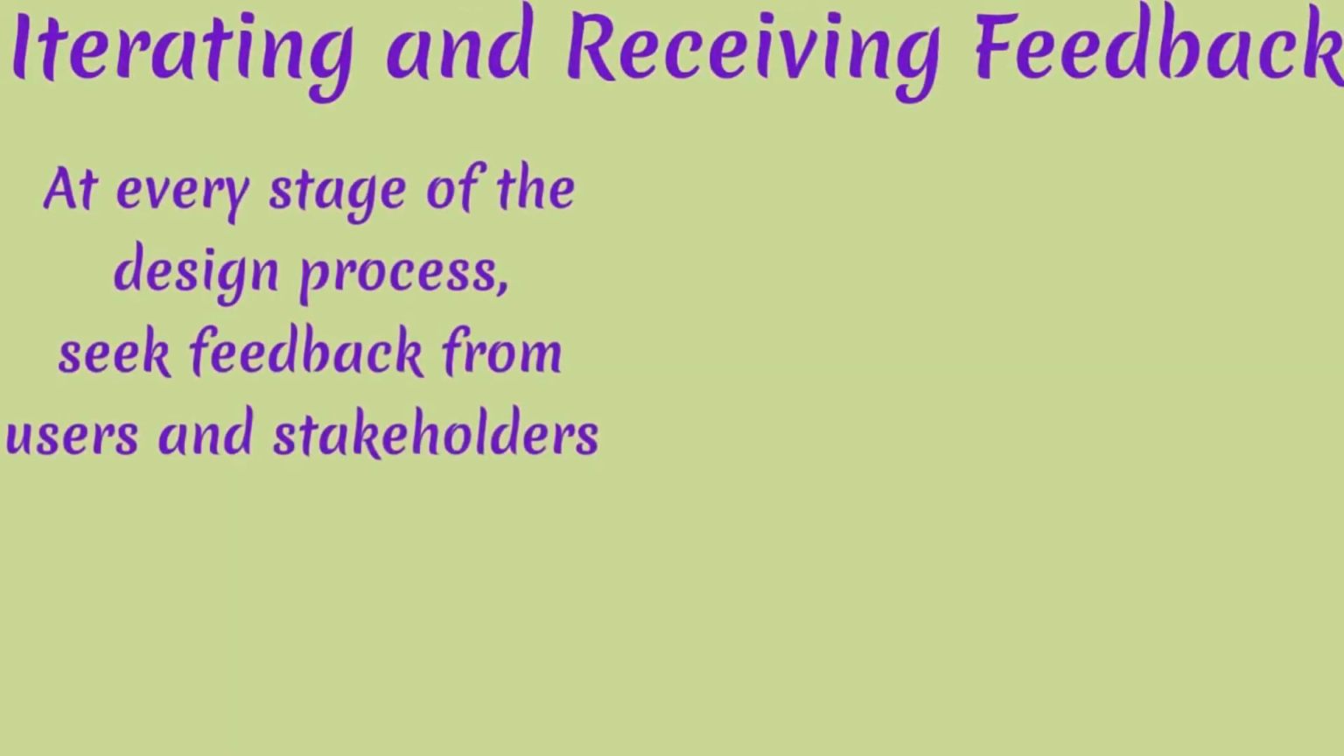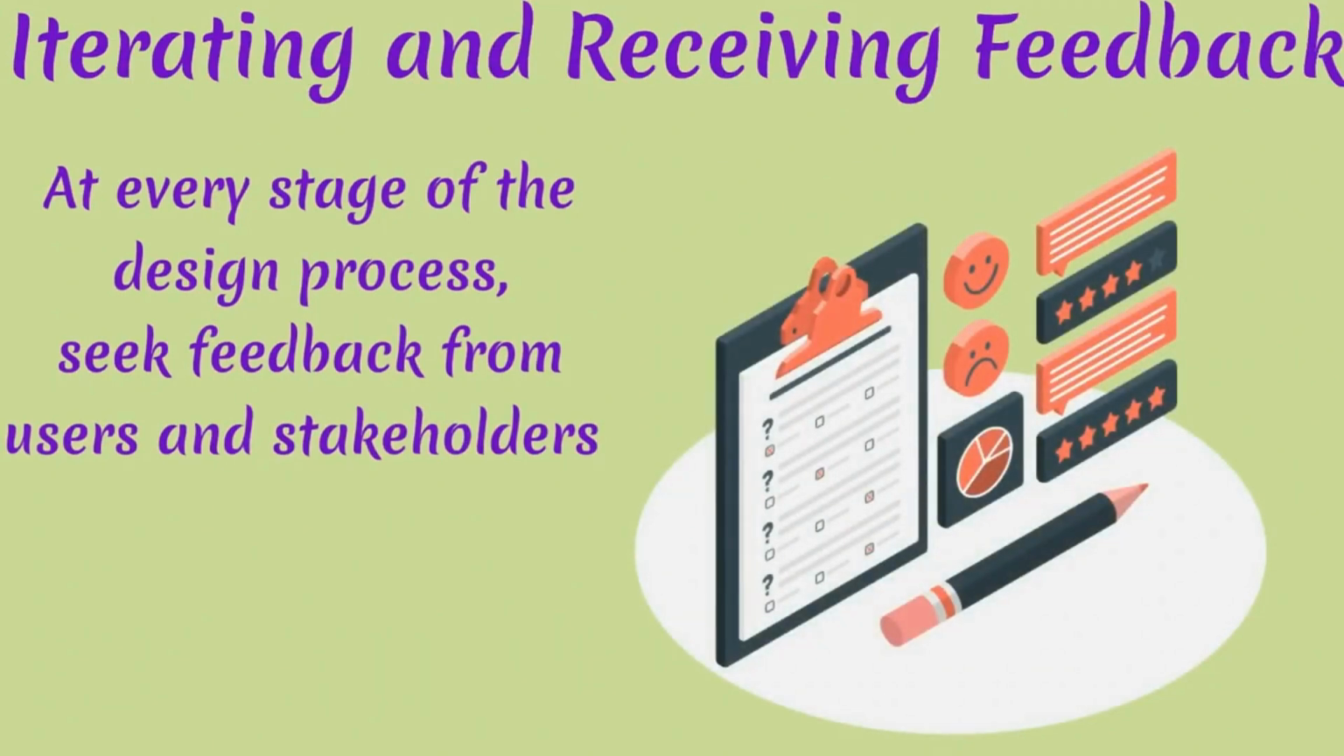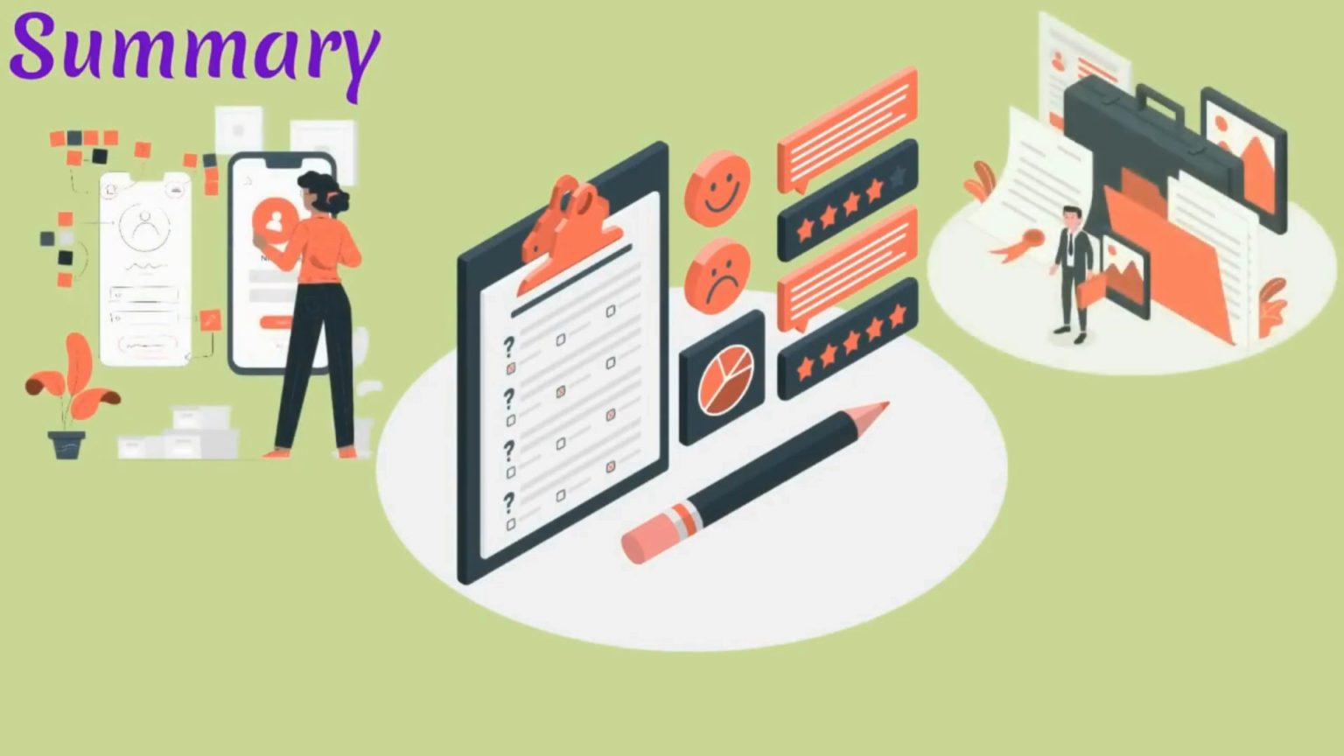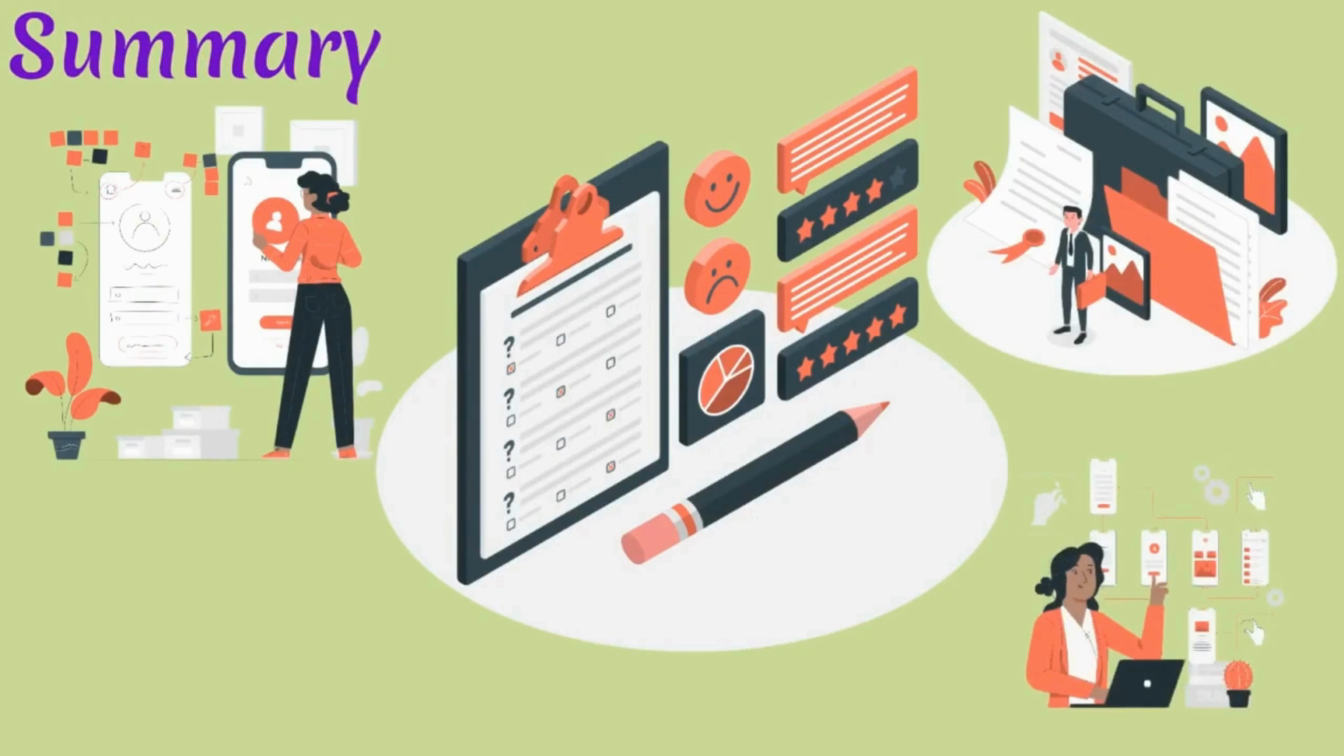Number 9. Iterating and receiving feedback. At every stage of the design process, seek feedback from users and stakeholders to inform design decisions. Gather insights from user testing, user feedback, and data analysis. Improve the design based on feedback to ensure that it meets users' expectations. Note: you must assess and reassess your design decisions, always based on users' feedback, market changes, and evolving user needs.